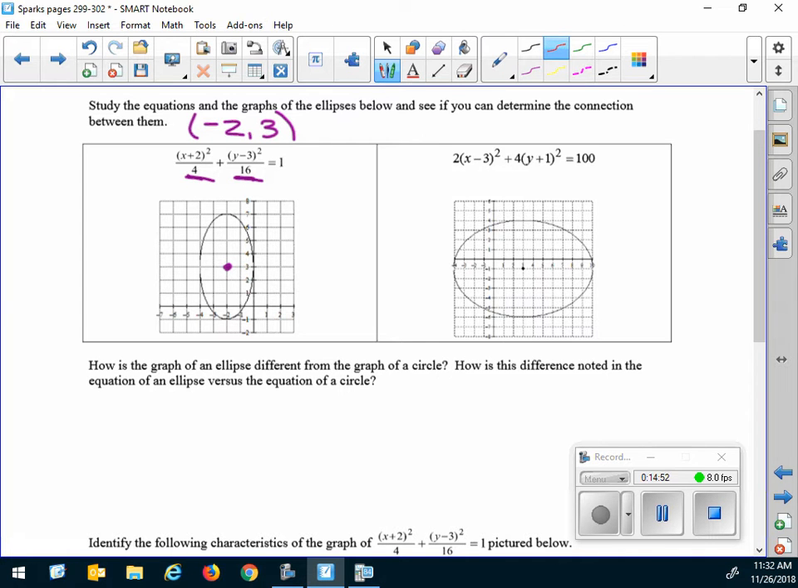Okay, so what is the major axis? Major axis is 4. What's the length of the minor axis? 2. So, I know the length of the major axis is 4 and the length of the minor axis is 2. How could I come up with those numbers 4 and 16? Square them. Now, how do you know if the 4 goes under the x or under the y?